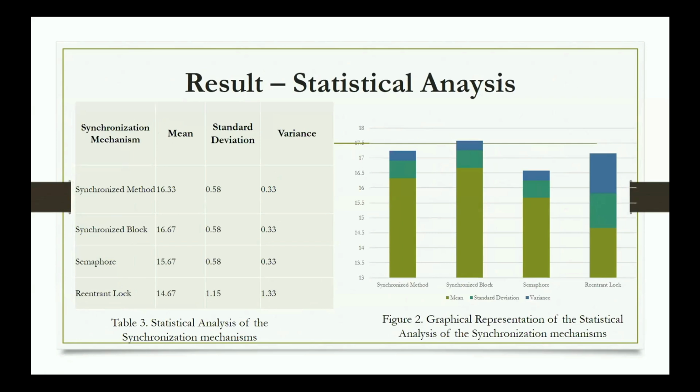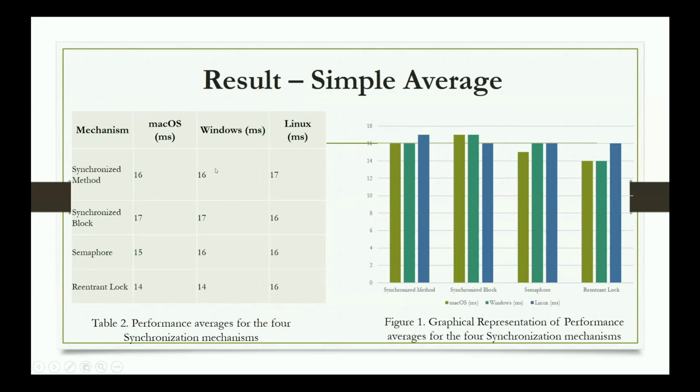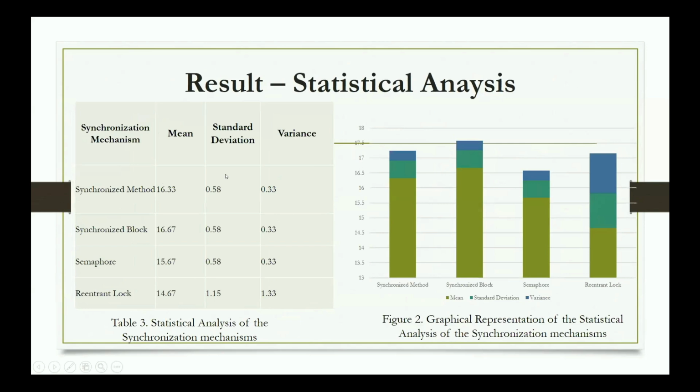But then when we go to further analysis, we decided to do some statistical analysis on that raw data. So for the averages we got, let's say for the 16 and 17, we got the mean, the standard deviation, and the variance. This is what we have for all the four mechanisms. Looking at a graph, let's look at reentrant lock first. You'll see that it has the lowest mean, which means that it's the fastest generally on all platforms. Reentrant lock is the fastest.